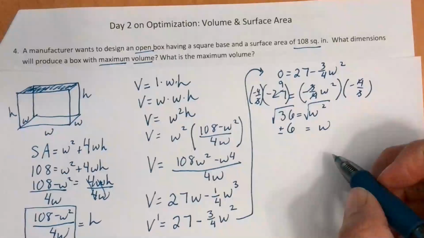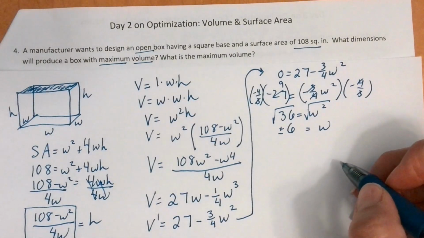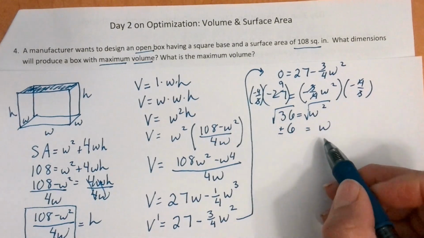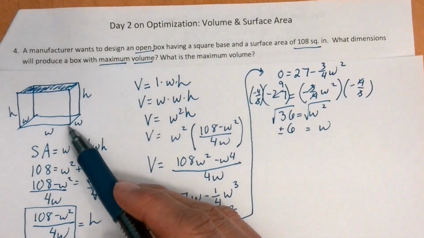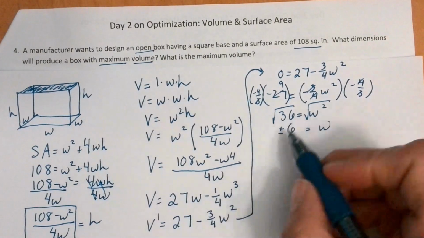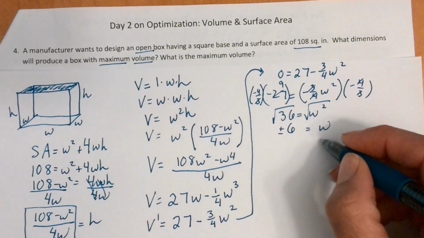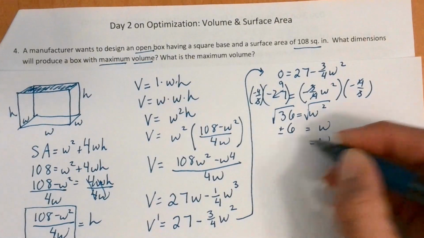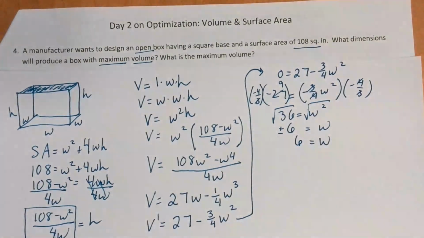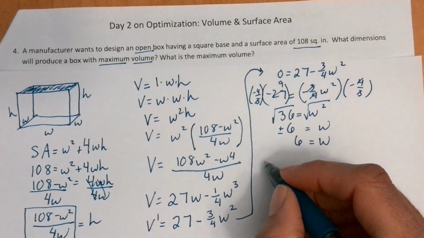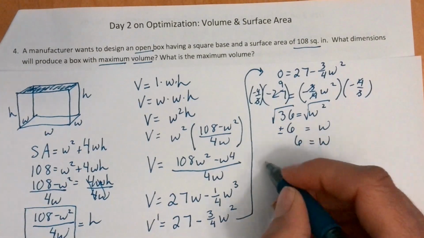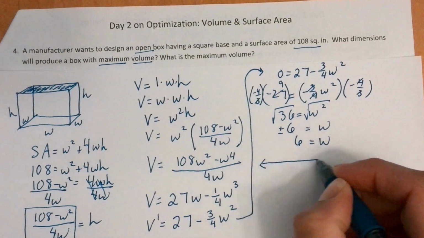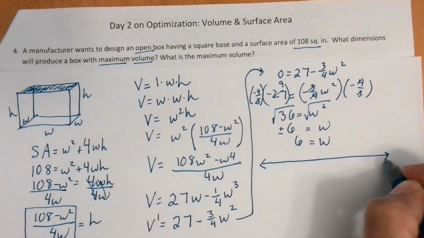All right, so with optimization problems, you want to use some logic here. And our w represents the width of this rectangle. A width of a real life figure cannot be negative. So I'm going to throw my negative out, and I only care about the 6. But if you forgot to do that, either way, once we find the point where our derivative is equal to 0, we haven't confirmed whether it's actually the maximum yet, and that's what I'm looking for.